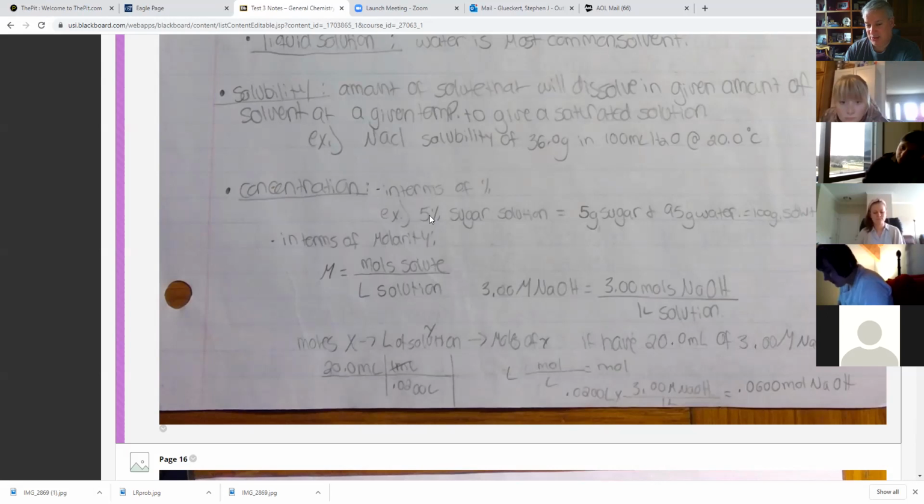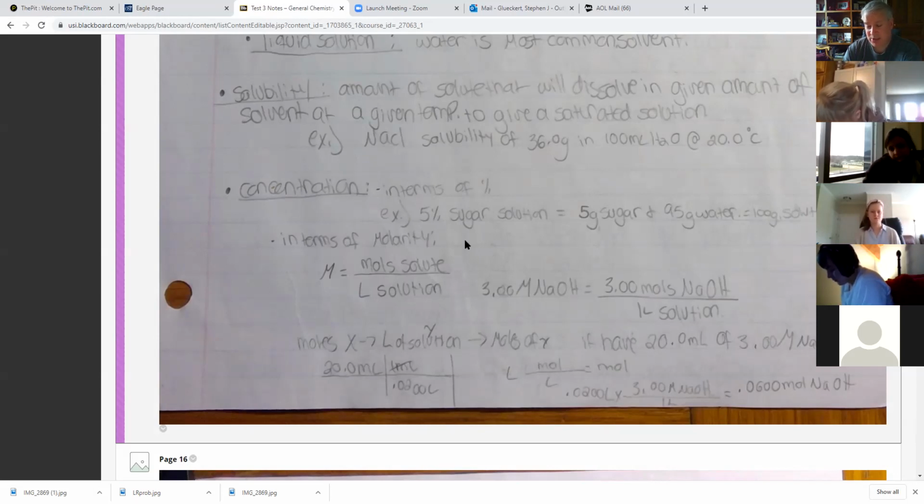And a good example is if you have a 5% sugar solution, what does that mean? You would have 5 grams of sugar and 95 grams of water. So 100 grams total. 5 out of those 100 grams are sugar. So 5 out of 100 times 100 to convert to a percent would be a 5% sugar solution. Okay.